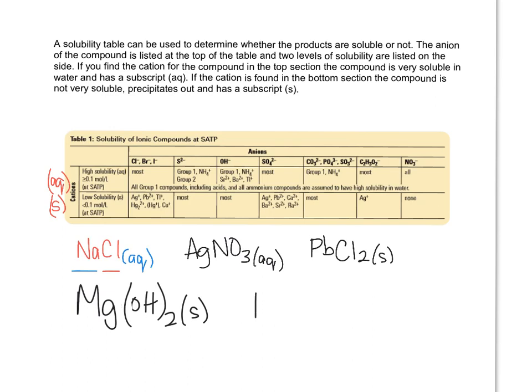What about ammonium sulfate? The negative ion, the anion, is sulfate. Find sulfate. And ammonium is not on the bottom. It's not one of the solids, so it must fall in with the most. So this substance is AQ. It's soluble. You add the solid to the water and it just keeps dissolving.